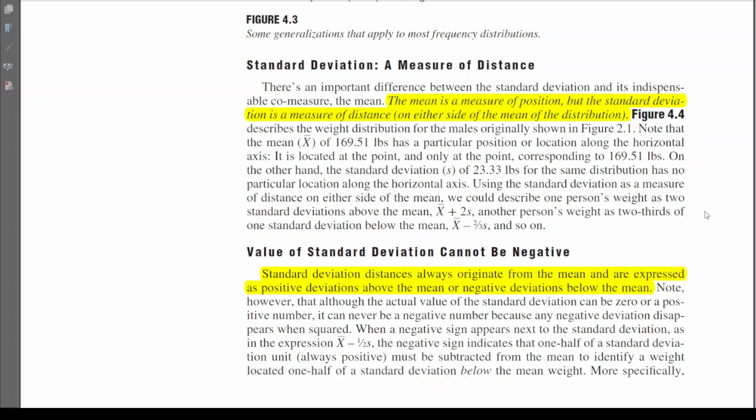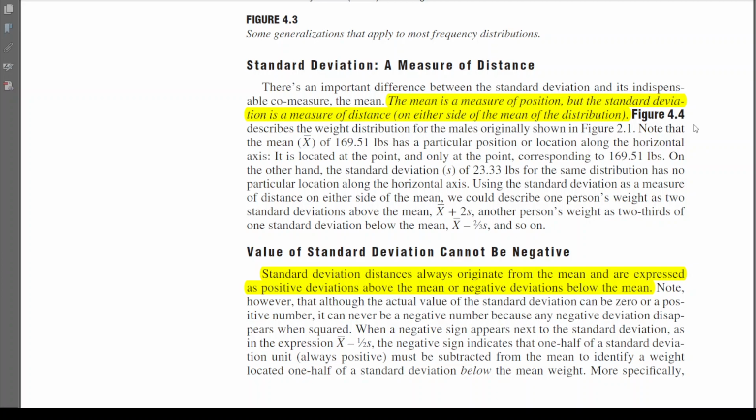Standard deviation, a measure of distance. There is an important difference between the standard deviation and its indispensable co-measure, the mean. The mean is a measure of position, but the standard deviation is a measure of distance on either side of the mean of the distribution.